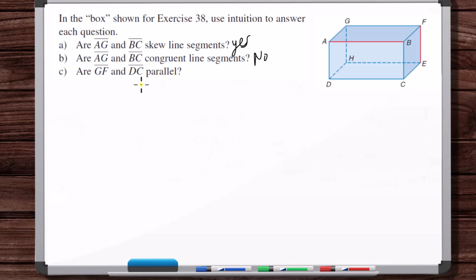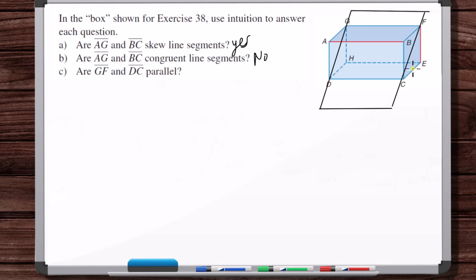Are segments GF and DC parallel? GF and DC, are they parallel? That's a very interesting question. You might say, well, no, they're not in the same plane. Well, this is a really good question. Yes, they are parallel, and the reason is because they are in the same plane. Here's the plane. And you might say, well, wait, couldn't we have drawn a plane that contained both AB and FE? No, we couldn't.